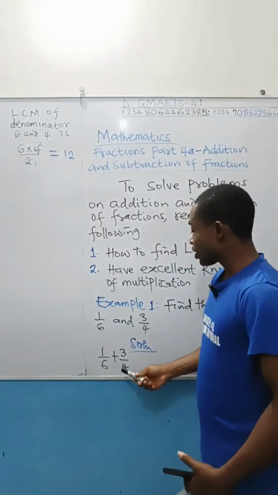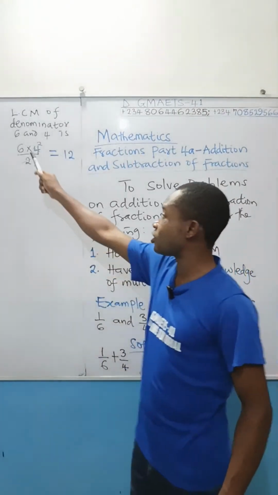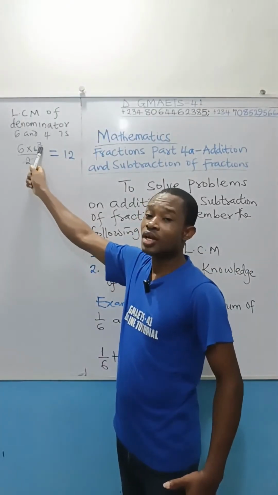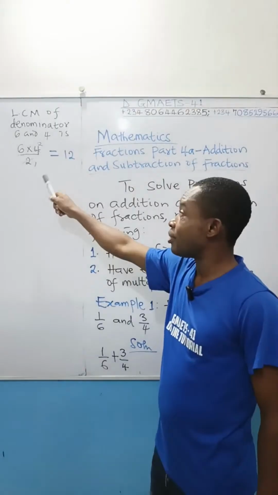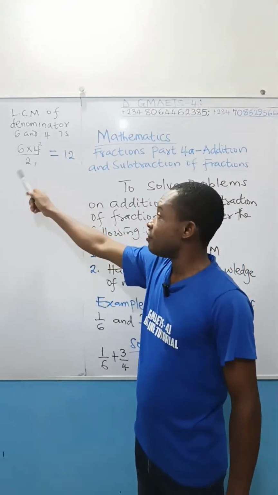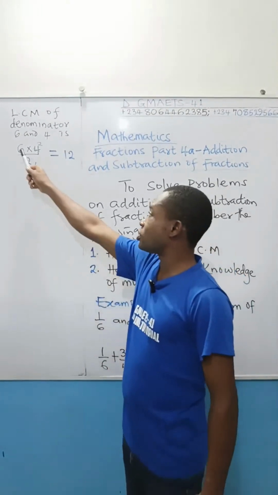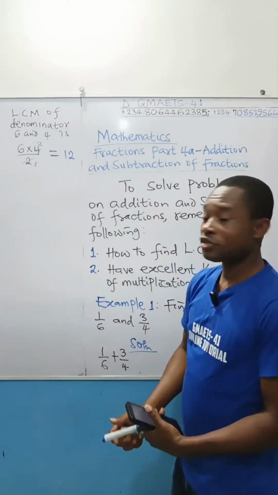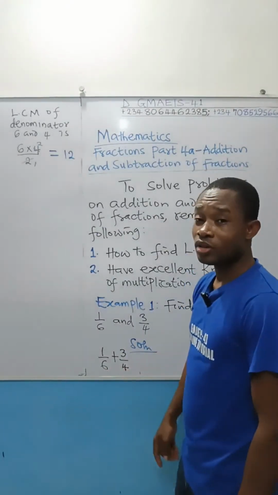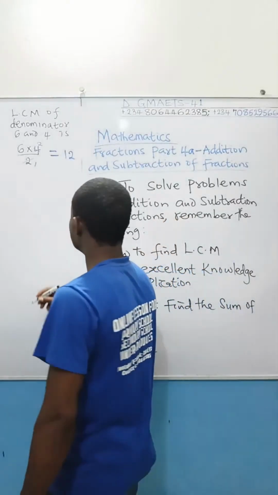So for us to get the LCM of the denominators, what we have to do is multiply the denominators, and then divide by their highest common factor. If you divide by the highest common factor, I'm left with 6 times 2. 6 times 2 gives us 12. So the LCM of 6 and 4 is 12.